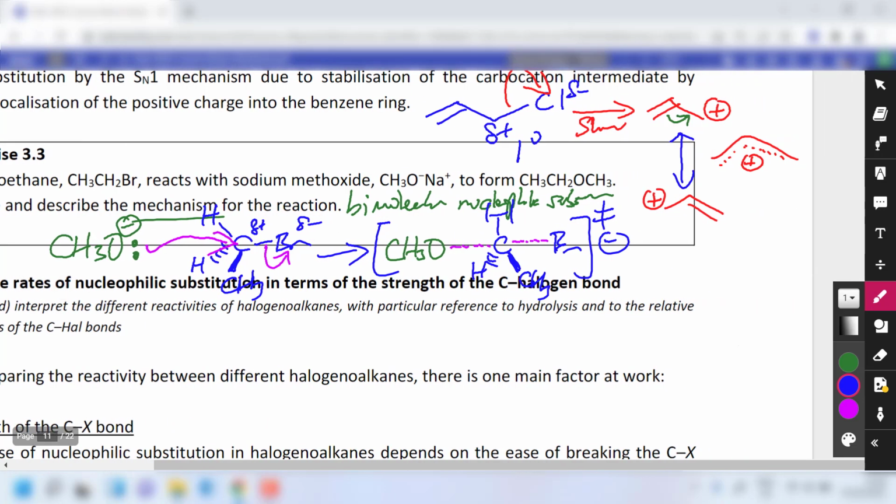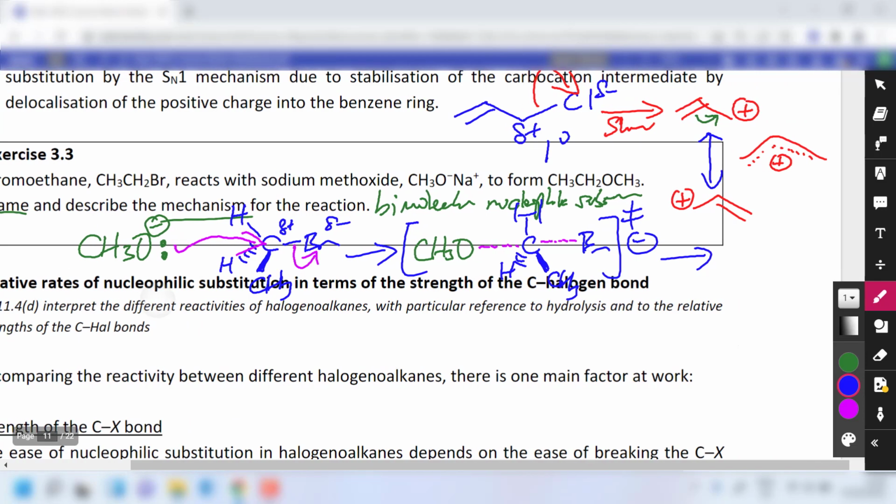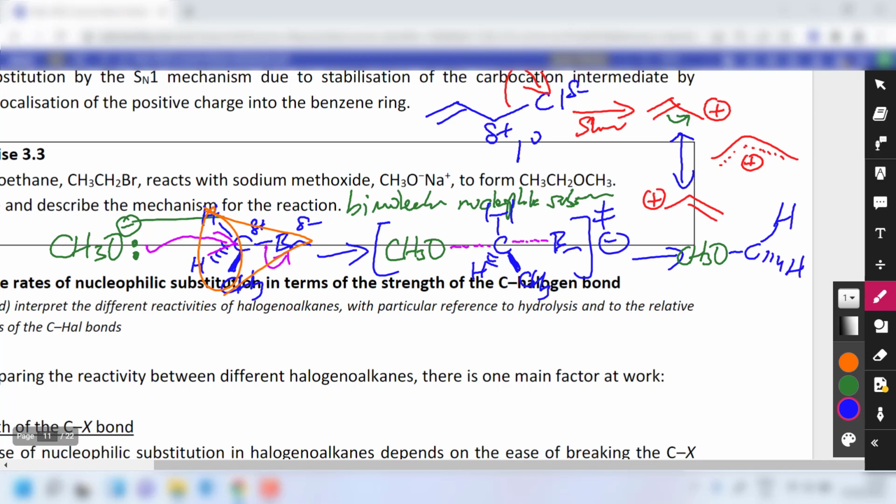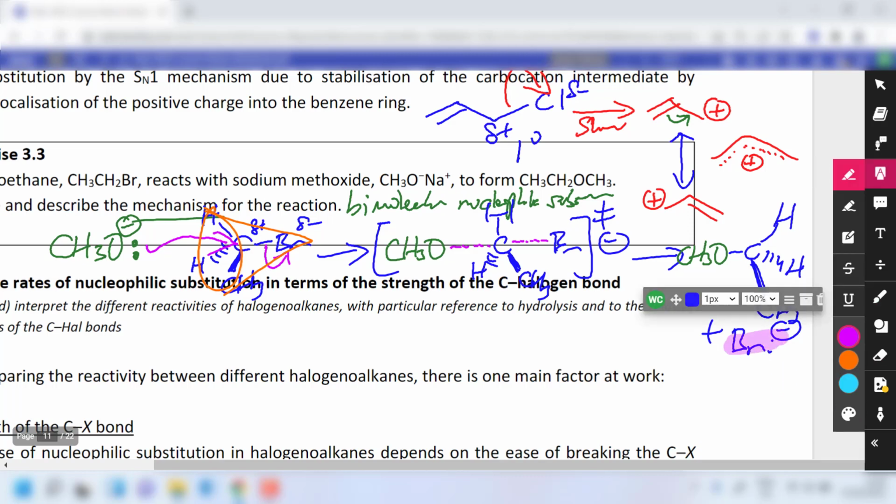At the end of the day, remember, the cone turns inside out. If you forget the cone, I'm going to draw the cone in like this. So I'm going to draw the cone turning inside out. So CH3O here, and then a carbon, and then an H, and then H projecting in, and then a methyl group projecting out, and then plus Br minus.